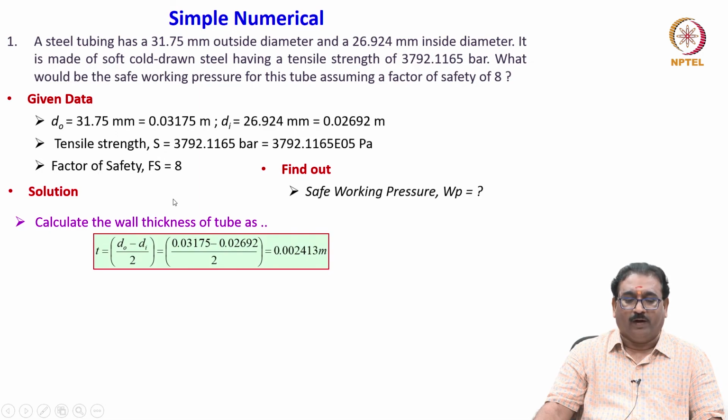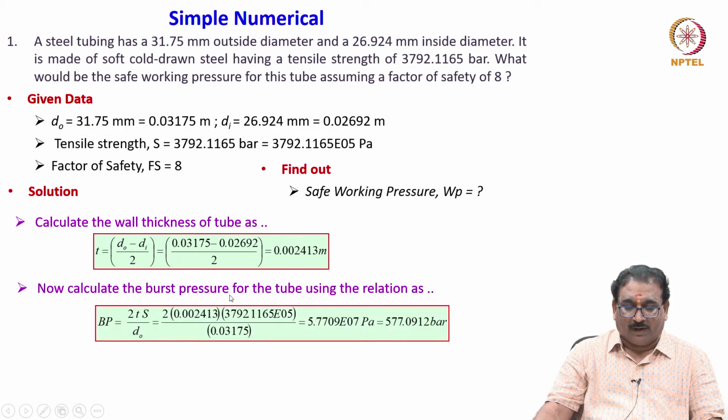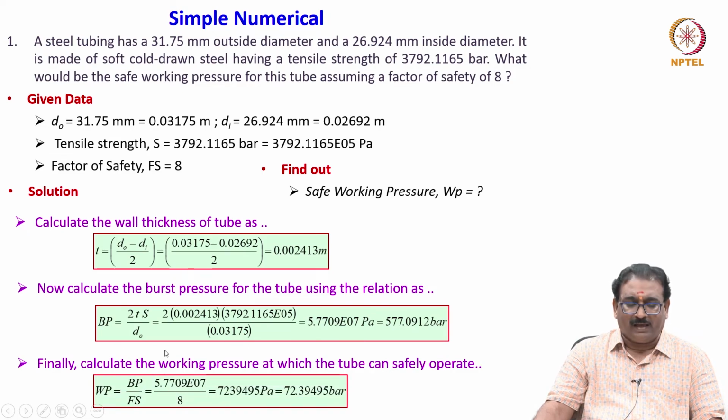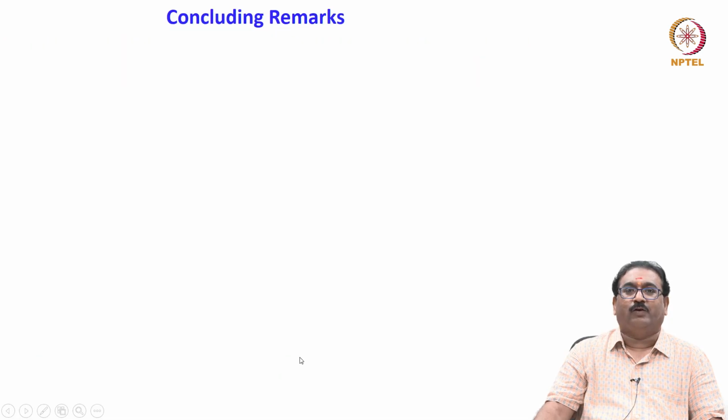Solution is very simple. Calculate the wall thickness of the tube, DO minus DI divided by 2. Now calculate the burst pressure. Already we know that the burst pressure equals 2 Ts by DO. Substitute all the values, you will get 577.0912 bar. Finally, calculate the working pressure at which the tube can be safe, which is BP by FS, factor of safety. You will get 72.39492 bar.